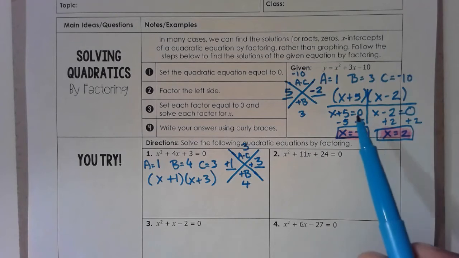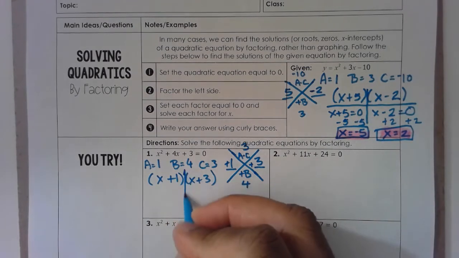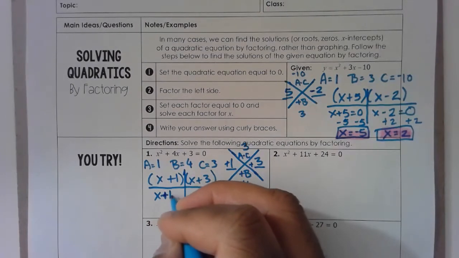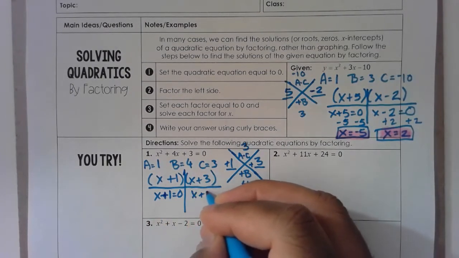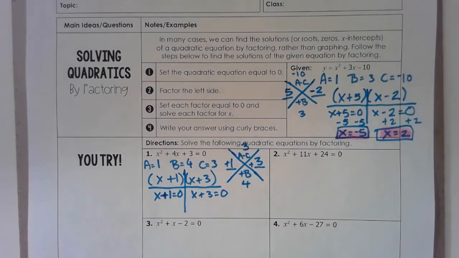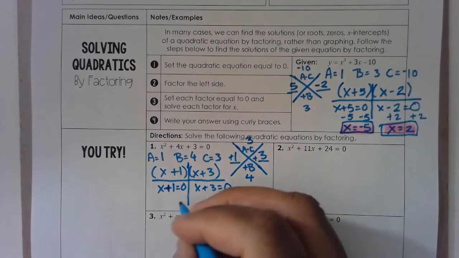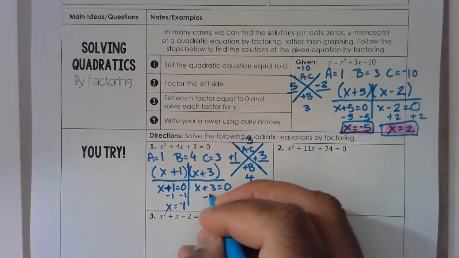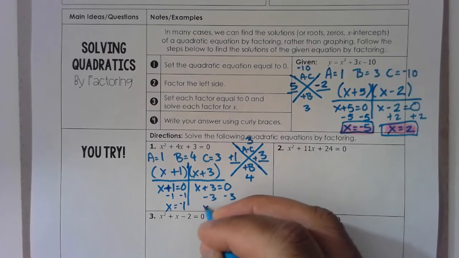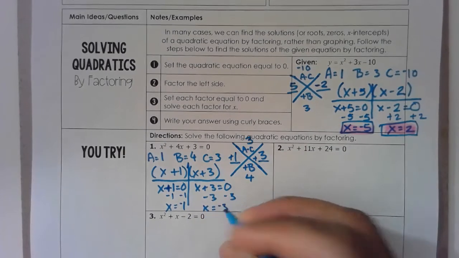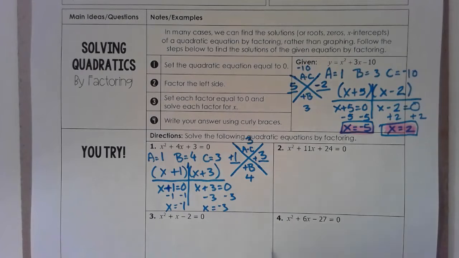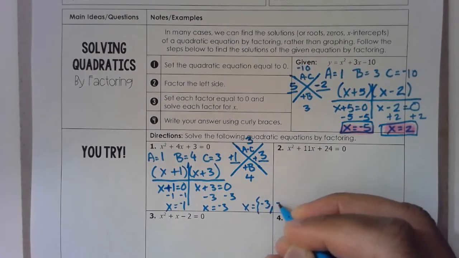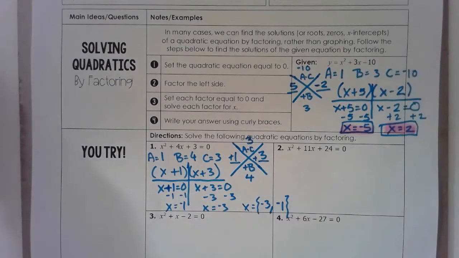Just like we did in the previous example, we have to take them and set them equal to 0. So let me make my little t-chart here. I'm going to have x plus 1 equals 0, and x plus 3 equals 0. Okay, and then once I go ahead and solve these, subtract 1, I'll have x equals negative 1. I'll subtract 3, and then I'll have x equals negative 3. And so I can go ahead and write my final answers over here: x equals negative 3 and negative 1. Okay, and then I can just highlight here.